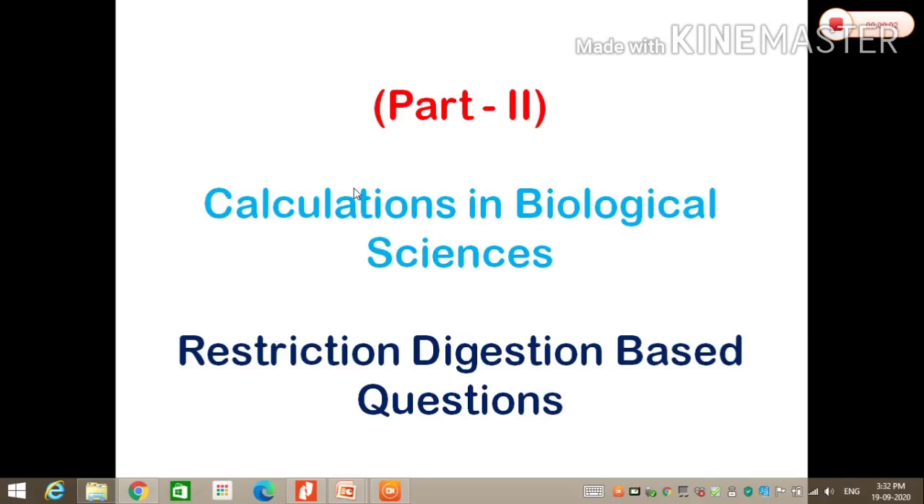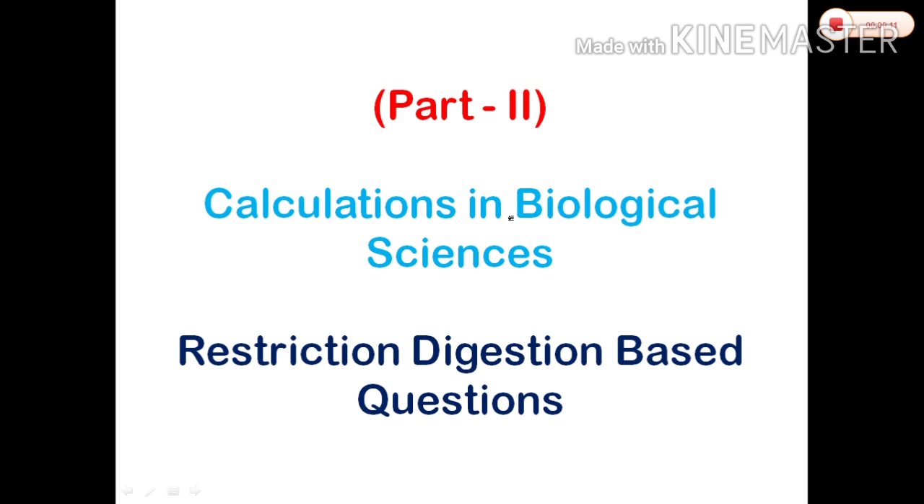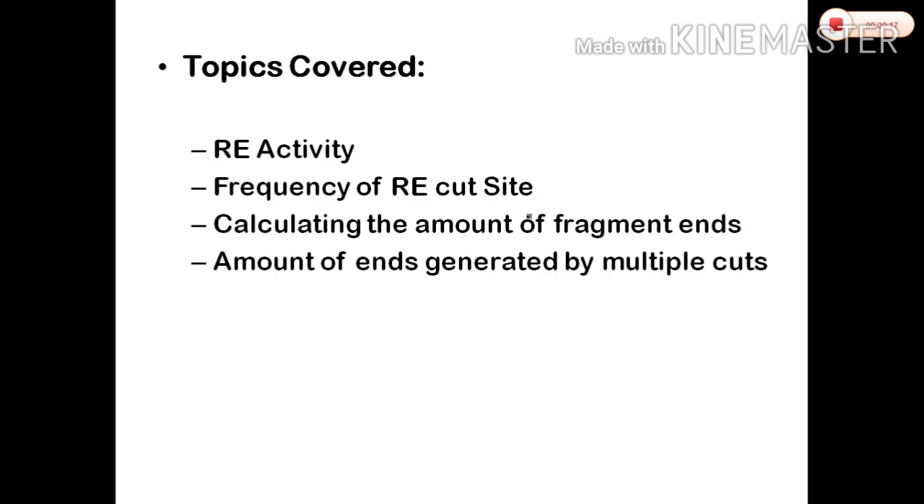Hello friends, Neeraj here. In this video lecture, we discuss part 2 of the calculations in the biological sciences, and particularly we discuss restriction digestion based questions. Here we try to cover restriction enzyme activities, frequencies of the restriction enzyme cut site, calculating the amount of the fragmented ends, then the amount of the ends generated by multiple cuts. Along with the theory, we also discuss some numerical questions.